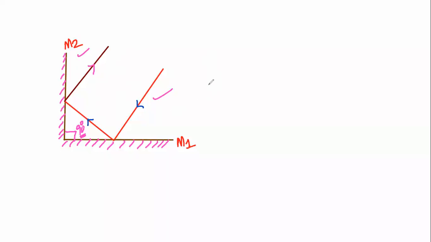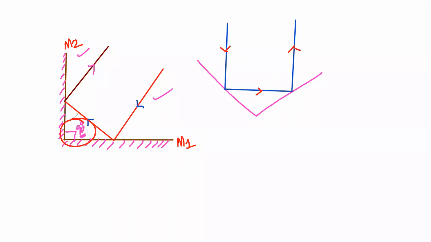If you take these two mirrors like this, at right angles to one another, and a light ray is incident on the mirror, this is the incident ray, this is the reflected ray from the first mirror, and this is the reflected ray from the second mirror. If two plane mirrors are inclined at an angle of 90 degrees, the incident ray and the reflected ray are anti-parallel to one another.